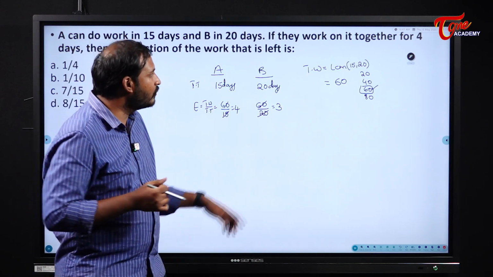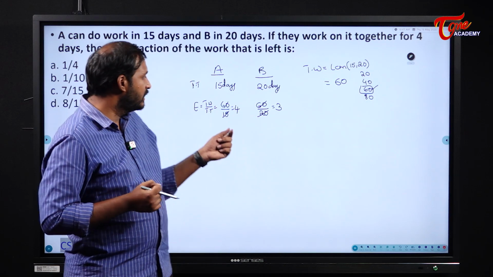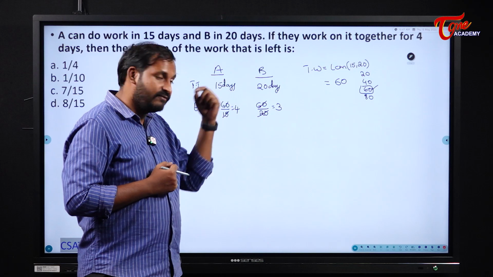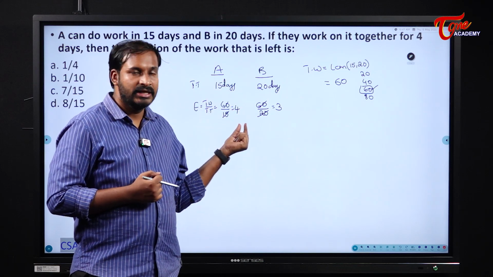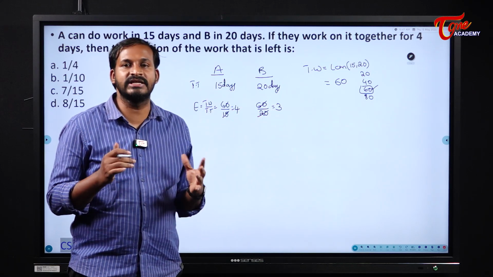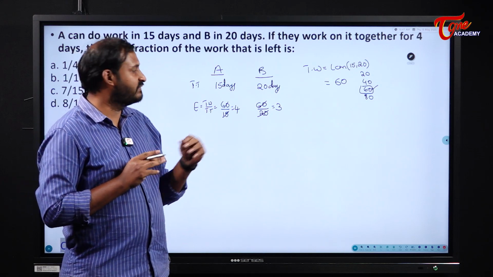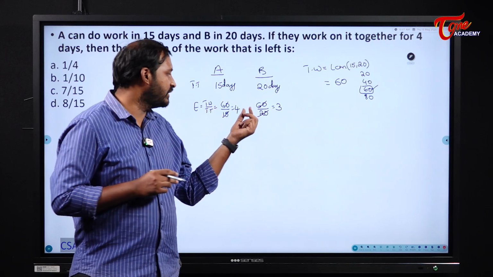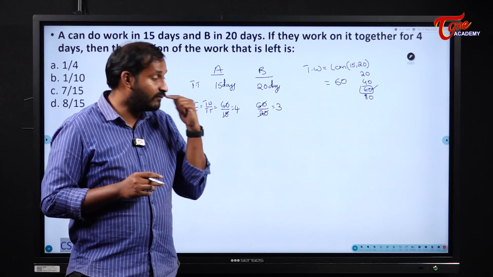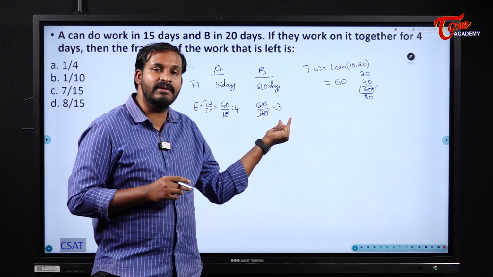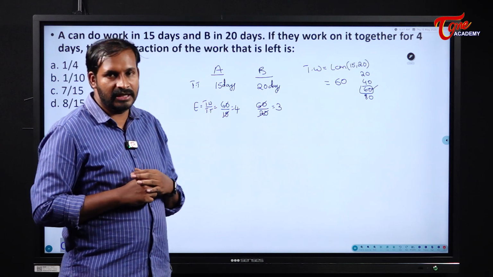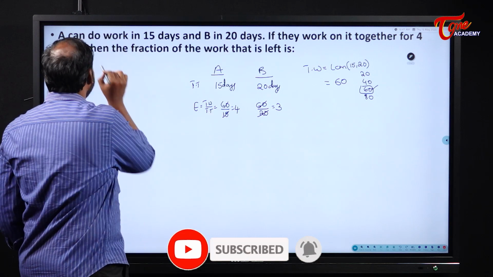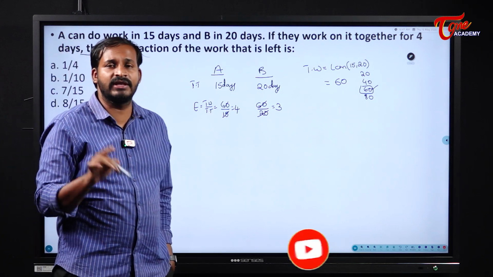See here, students. Now total work is 60. Efficiency of A is 4 and efficiency of B is 3. That means in one day A can do 4 work and in one day B can do 3 work. That is called their efficiency. Efficiency means the amount of work done by the person in the given unit time. Unit time here is days. Now what they are telling: if they work on it together for 4 days. Now they are working on it together for how many days?